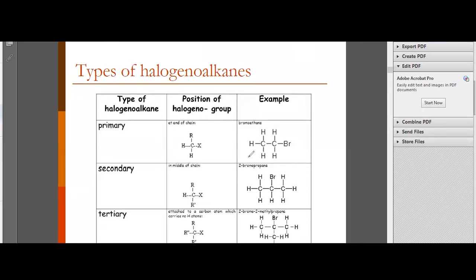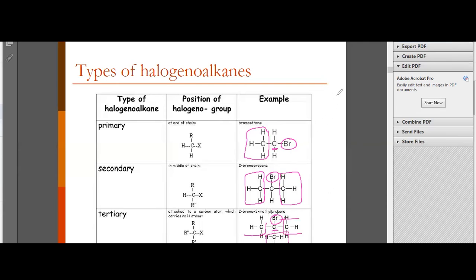The primary halogenoalkane means the halogen atom is bonded to a carbon that is bonded to one other carbon only. While secondary, bromine attaches to the carbon that attaches to two other R groups, two other carbons. While tertiary, bromine attaches to a carbon that attaches to three other carbon atoms or carbon groups.